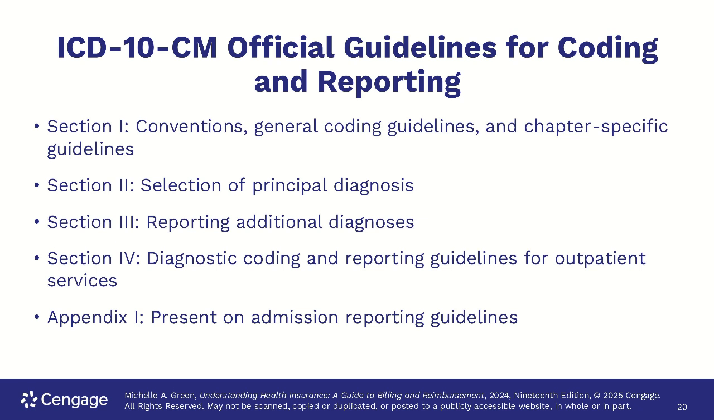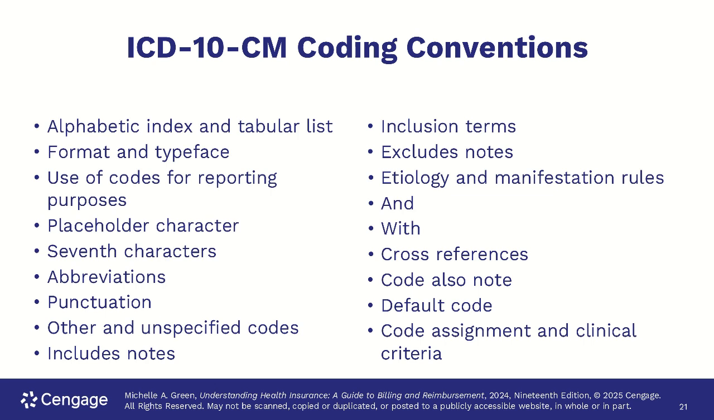And as a reminder, if you are coding inpatient, you're going to be using sections 1, 2, and 3 of the guidelines. If you're coding outpatient or coding for the physician, you're going to be using sections 1 and 4. Additionally, if you're coding inpatient, and when I say inpatient, I don't mean inpatient for the provider, I mean inpatient for the hospital, you're going to be using also Appendix I, which is our present on admission reporting guidelines.